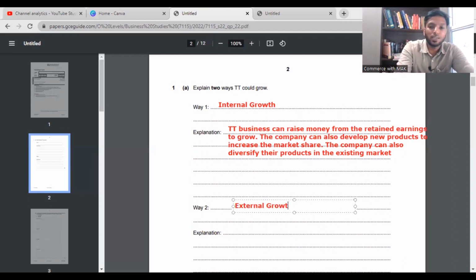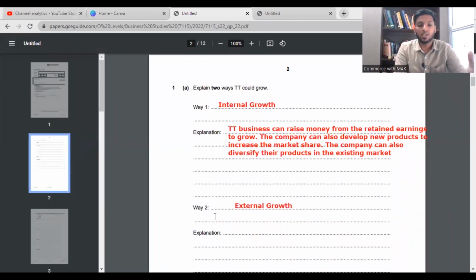So now I hope you guys have written the first one, but then I'll move on to the explanation point. How do we consider it as an external growth? External growth can be any type of integration, like merging with another firm or acquiring another firm. In an external growth, I can give them a suggestion: TT can grow by doing a vertical integration or a horizontal integration. Or even a conglomerate can be a better one, but I will give you a small explanation here.